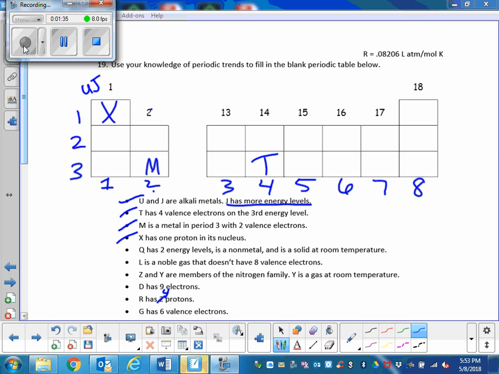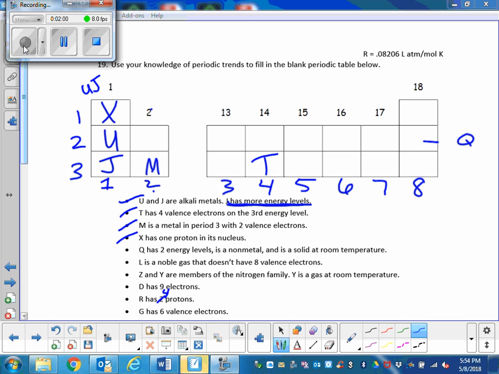So we know that Q is going to fall somewhere in this 2nd group, but we're not quite sure yet where. We know that it's going to also be a nonmetal, so we're going to have to come back to that clue. We can come back up here to this J has more energy levels because now we already put X. So if J has more energy levels, J would go there and U would go here.